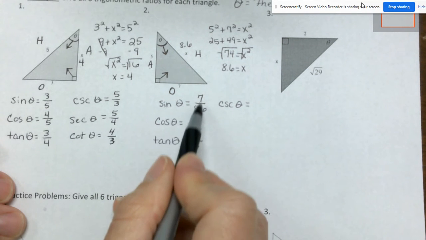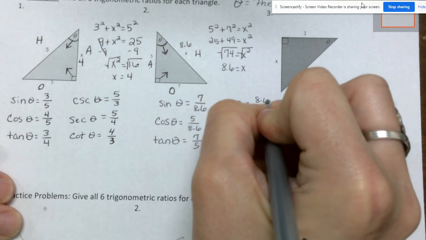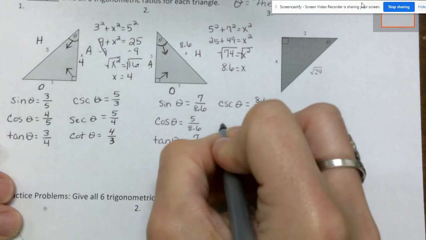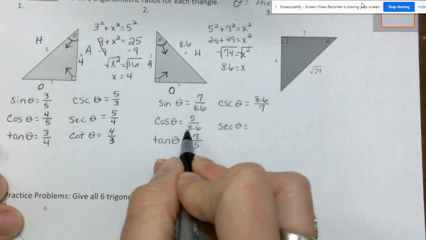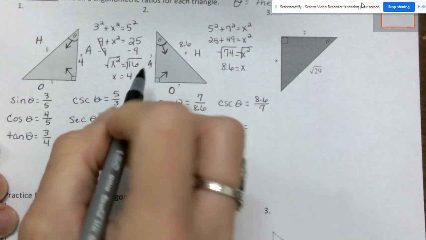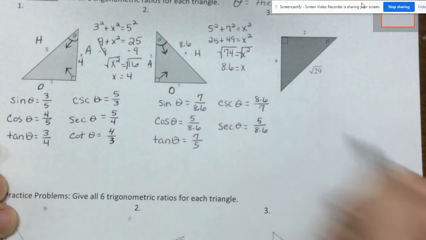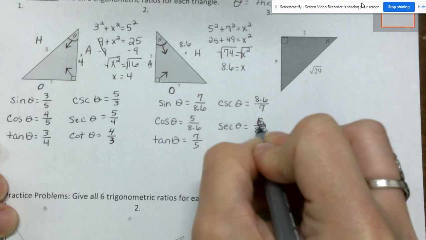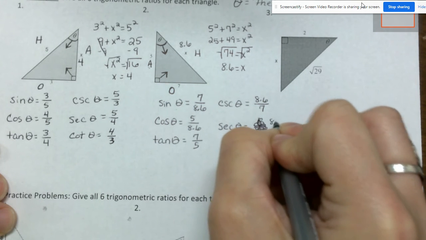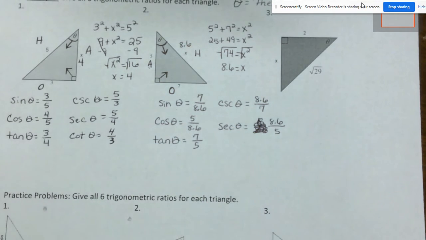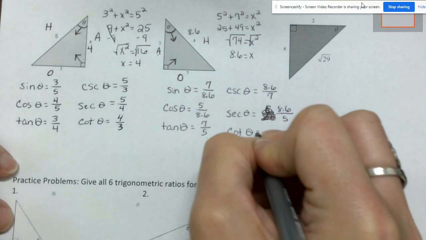Now we still need to do cosecant. Cosecant is the sine flipped, remember? It's hypotenuse over opposite. So hypotenuse is 8.6 and opposite is 7. Then secant of theta. Remember, that's the cosine flipped. So it's adjacent over hypotenuse. Adjacent is 5 and hypotenuse is 8.6. I'm sorry. So sorry. I said to flip it and then I didn't do it. Hypotenuse over adjacent. Hypotenuse is 8.6 and adjacent is 5. Sorry about that.